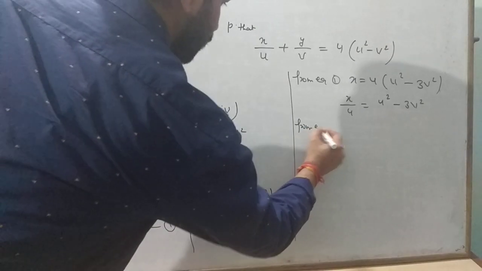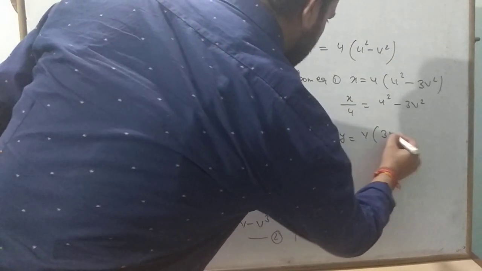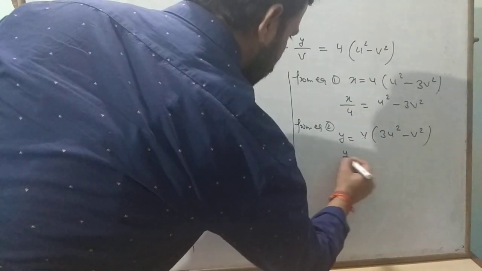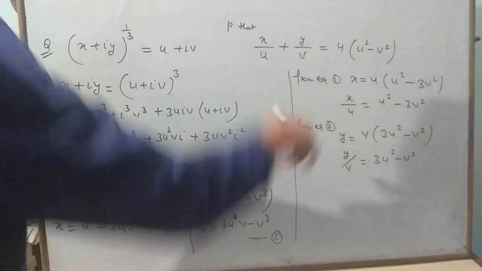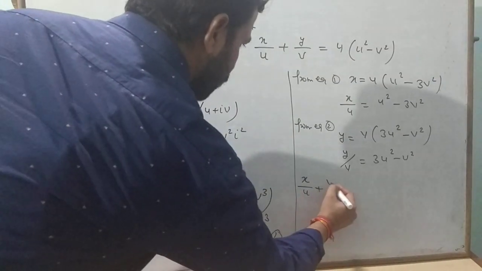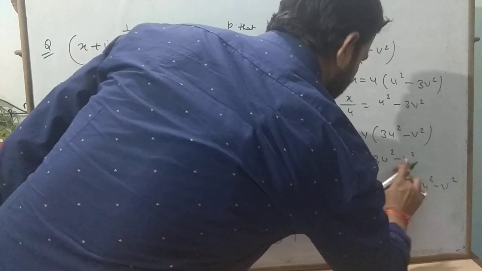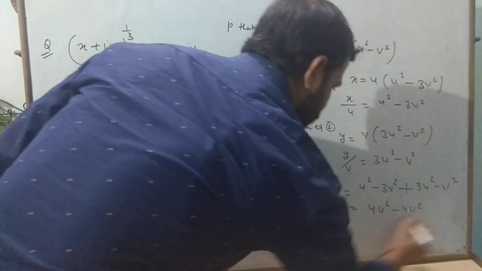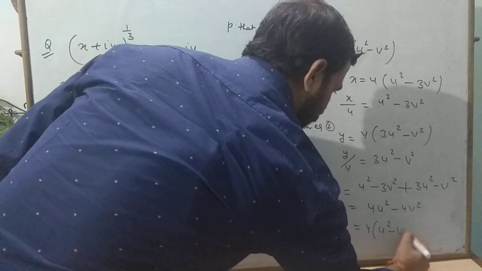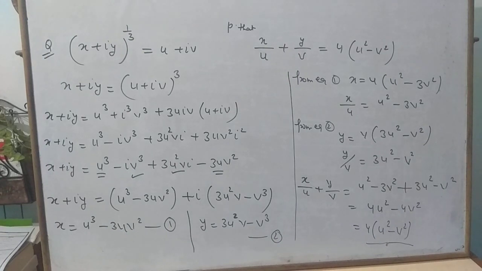Again from equation 2, in the same manner, y = v(3u² − v²), taking v common. So y/v = 3u² − v². Now adding both expressions, x/u + y/v = u² − 3v² + 3u² − v². So u² and 3u² become 4u², minus 4v². Taking 4 common, 4(u² − v²). So this is the proving part of this question. An important and a good question.